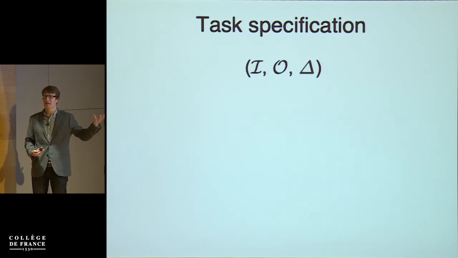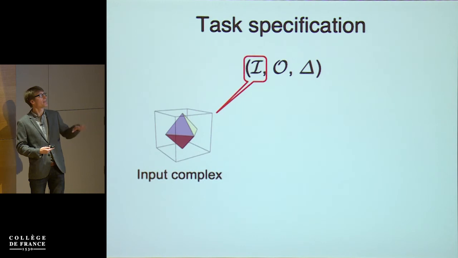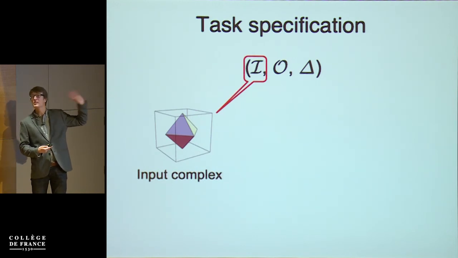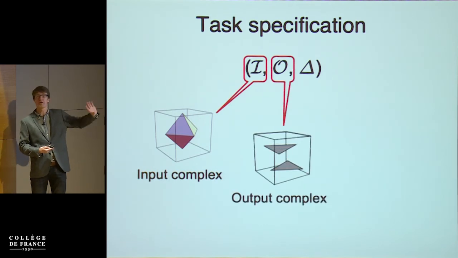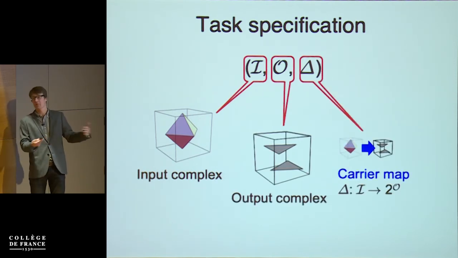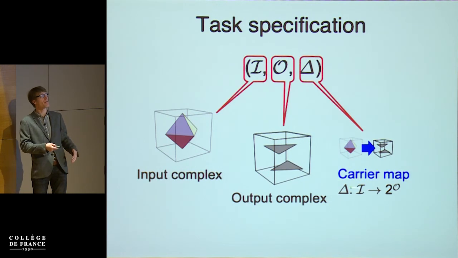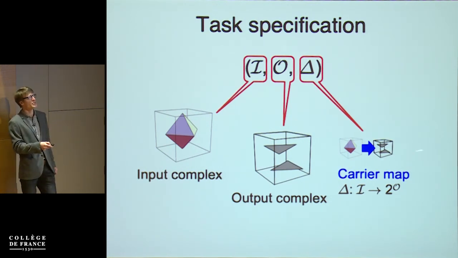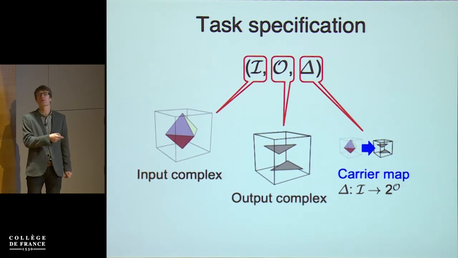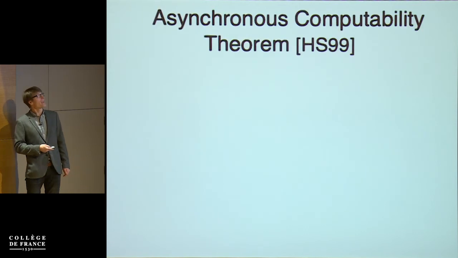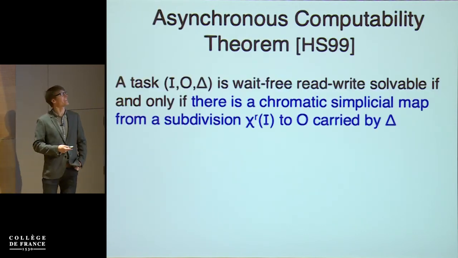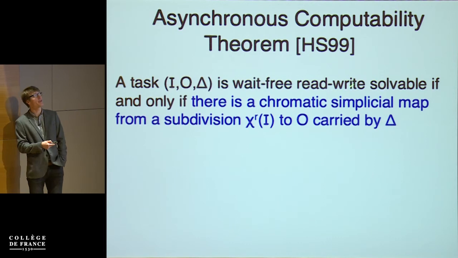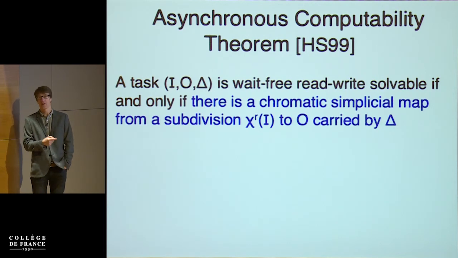It's one specific case of a task, but in general, a task is something which can be characterized by an input complex, a set of possible input configurations, an output complex, a set of possible output configurations, and the relation between them, some specific type of map, which we call a carrier map. The details are not important. This defines the task specification: for which input, which outputs are allowed.